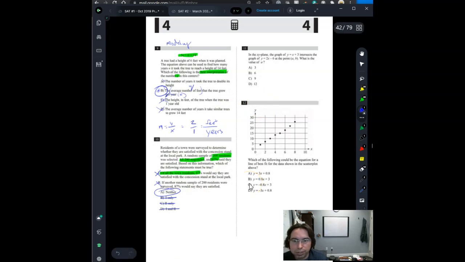Okay, now number 11, we see it's kind of a coordinate geometry one. It says, in the xy plane, the graph of y equals x plus 3 intersects the graph of y equals 2x minus 6 at point A, B. What is the value of A there? So really, that's talking about the x there. That is saying x, y. And the word intersects, remember, that's talking about a system of equations there.